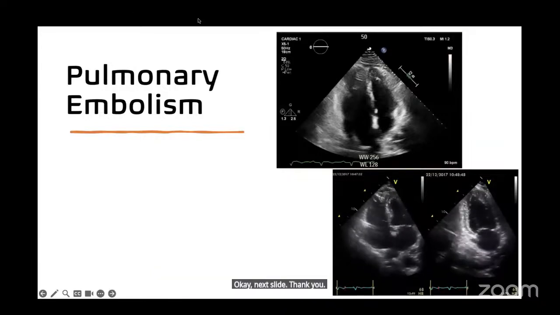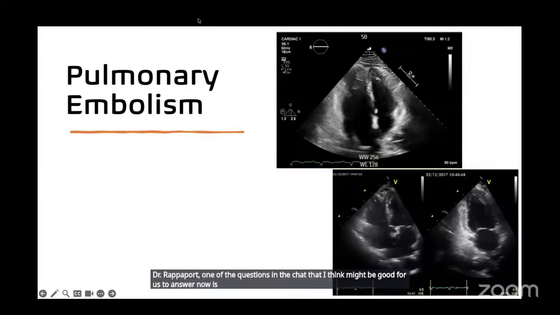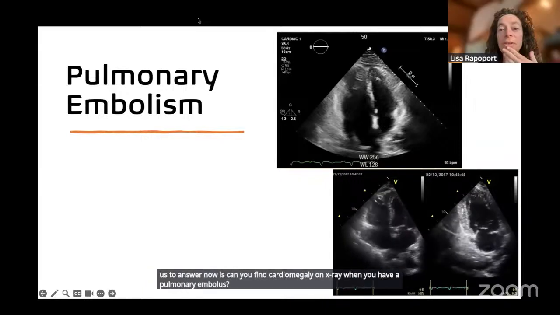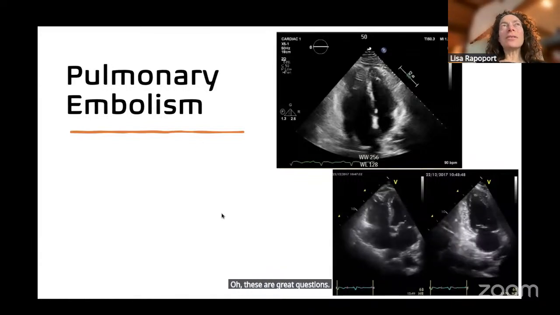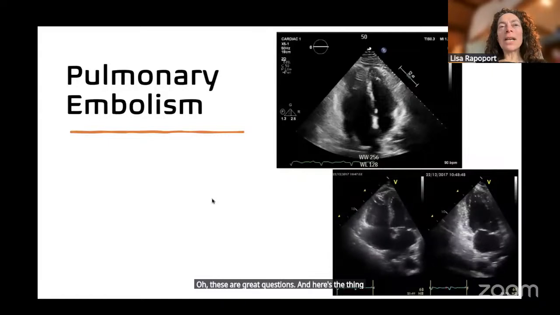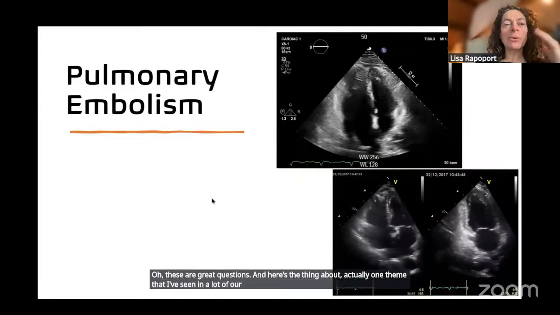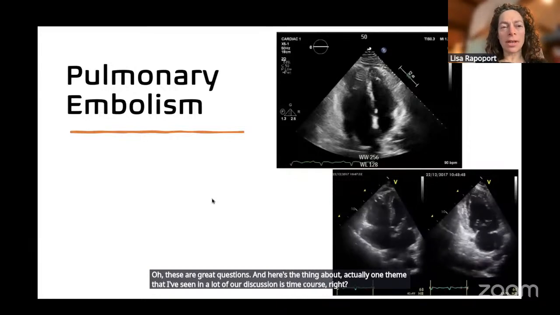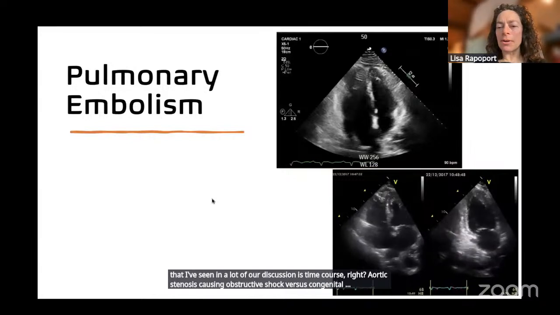Dr. Rappaport, one of the questions in the chat that I think might be good for us to answer now is, can you find cardiomegaly on X-ray when you have a pulmonary embolus? Oh, these are great questions. And here's one theme that I've seen in a lot of our discussion: time course. Aortic stenosis causing obstructive shock versus congenital malformations. And now we're talking about cardiomegaly.